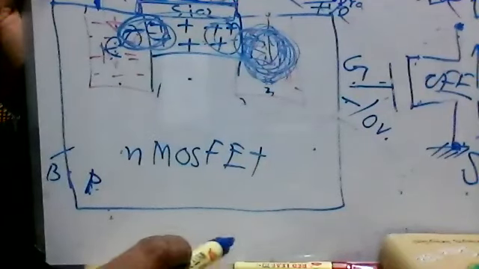Yes sir. স্যার একটা কোশ্চেন ছিল স্যার। হ্যাঁ বলো। স্যার আমরা মার্কেটে যে মসফেট গুলো, মানে মোটামুটি পাওয়ার মসফেট গুলো ইউজ করি, সেটারও কি স্যার এই যে ড্রেন আর সোর্সকে আমরা উল্টা পাল্টা করে ইউজ করতে পারি, মানে ড্রেনকে সোর্স হিসেবে অথবা সোর্সকে ড্রেন হিসেবে স্যার?